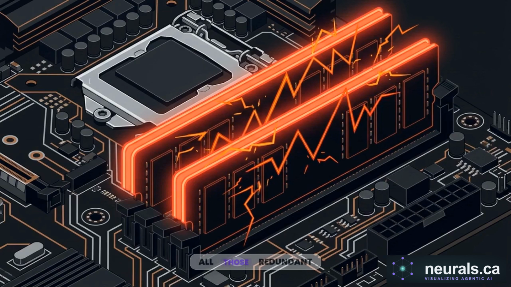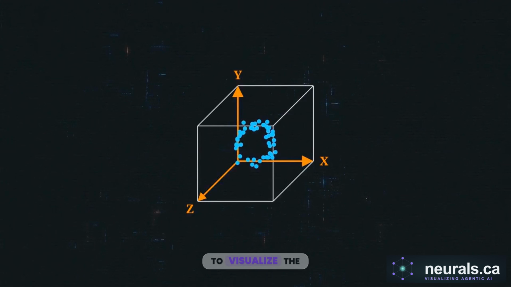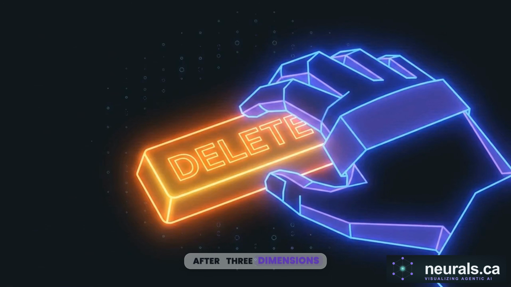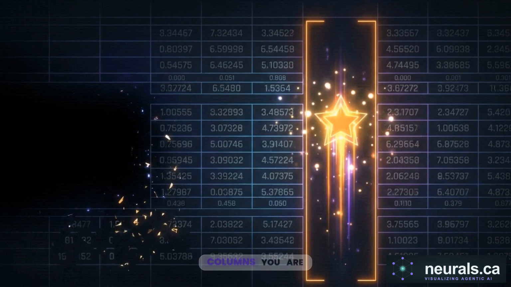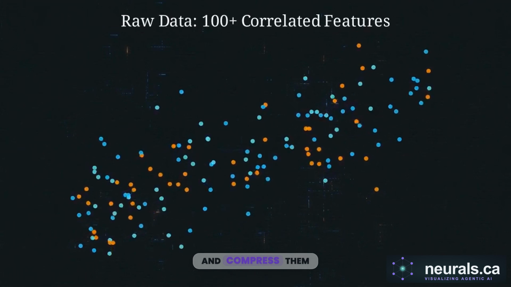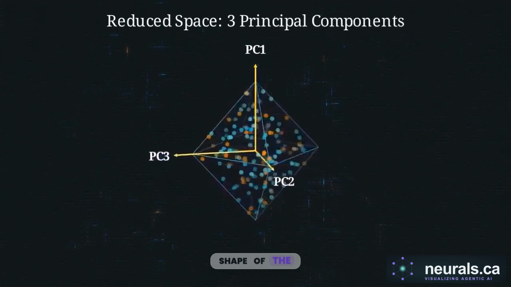Carrying around all those redundant dimensions has a physical cost. It chokes up your computer's memory, makes downstream machine learning models overfit to noise, and strips away our ability to visualize the data, since human brains tap out after 3 dimensions. You can't just close your eyes and delete half the spreadsheet to save space. If you blindly drop columns, you are guaranteed to delete hidden, valuable signals along with the noise. We need a way to combine the data, to take hundreds of correlated features and compress them down into a tiny set of entirely new dimensions, keeping the true shape of the data intact.